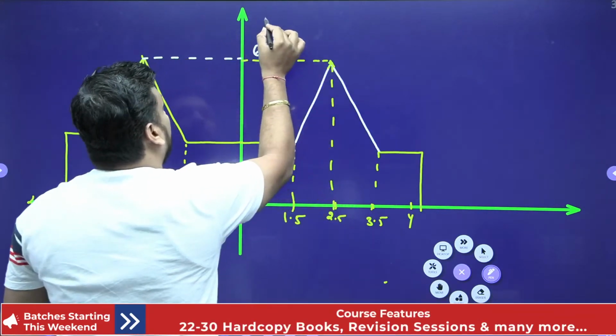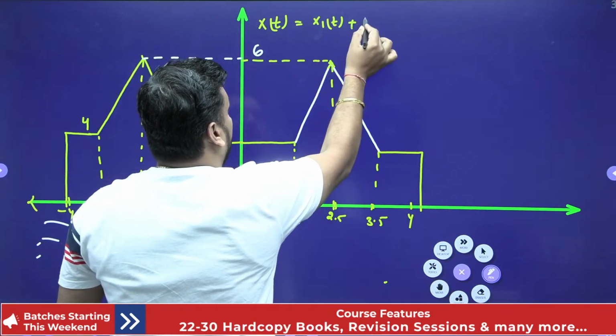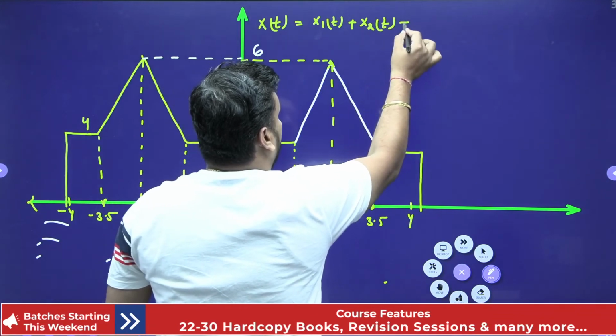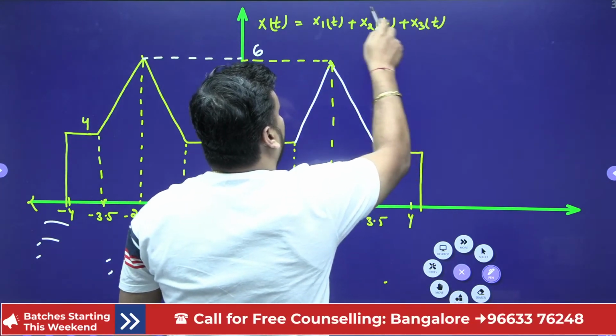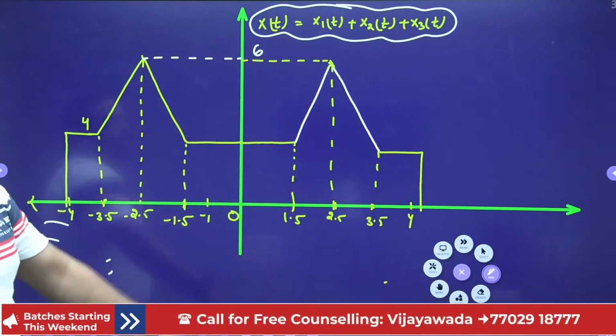Here comes 6. So this is your final xt, and it is nothing but my x1t plus x2t plus x3t. Is it clear or not? Is this clear to you? So it looks like a temple shape.